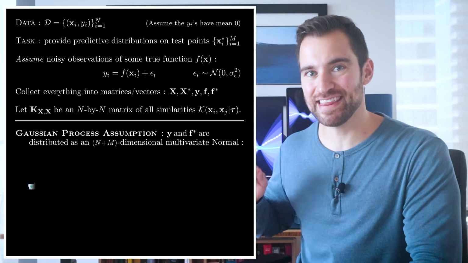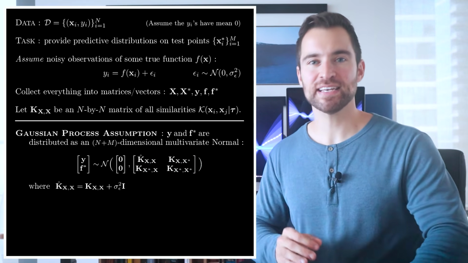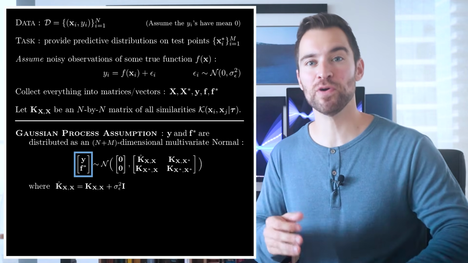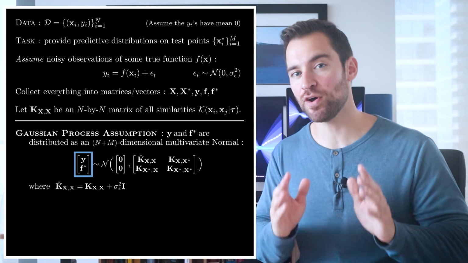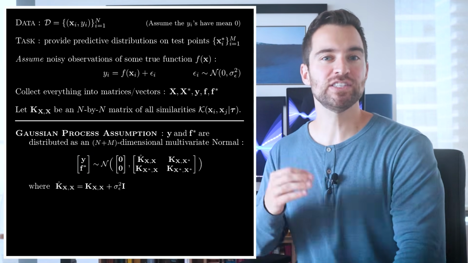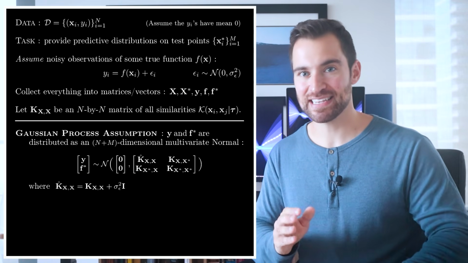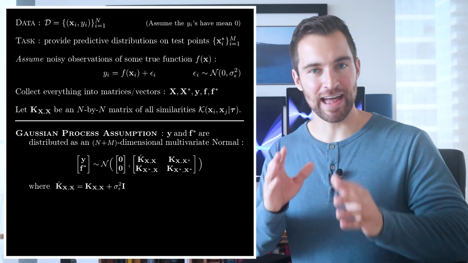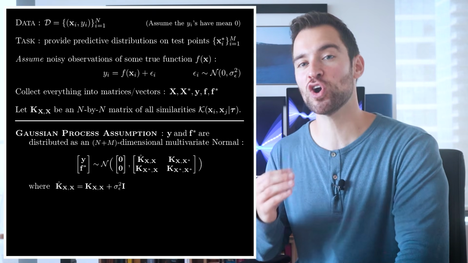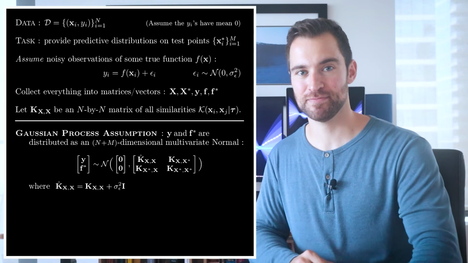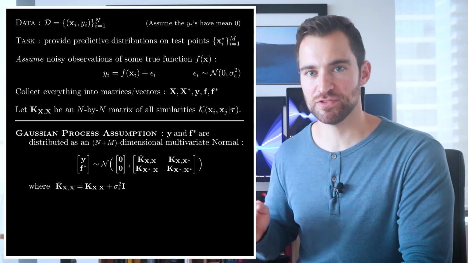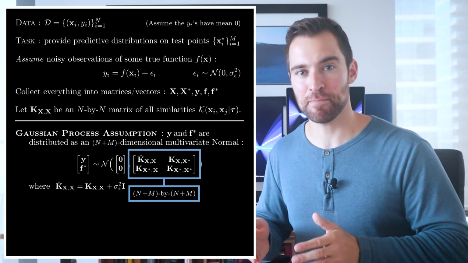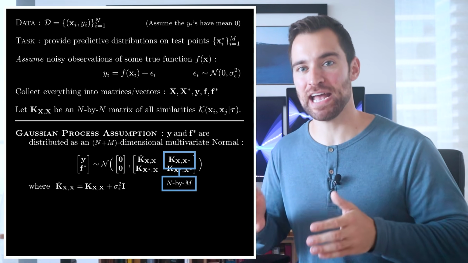We write it like this. What this is saying is, paste together our observed y vector and the unobserved true function output at our test points into a long vector. Now, we assume that this thing is distributed as a multivariate normal with mean 0 and a special covariance matrix. That covariance matrix is then made up of our kernel similarities between all inputs. By the way, this is block matrix notation. So this whole thing is n plus m by n plus m. And this is n by m.